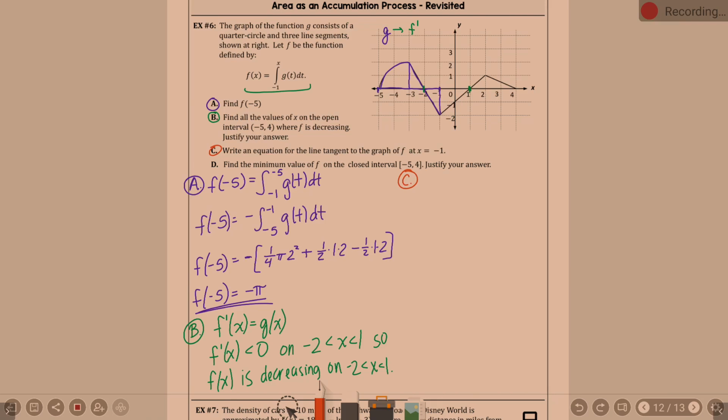Okay, you ready for C? Write an equation for the line tangent to the graph of f at x equals -1.